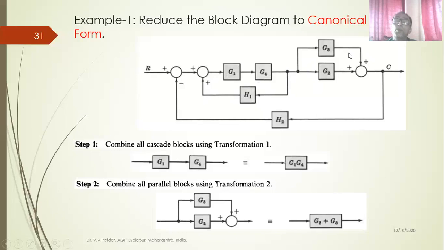Here also we have a loop, but both are having the same direction. This cannot be called as feedback loop. In the feedback loop, the directions of signals are different. Forward is this direction, backward, feedback, is this direction. Here both are having forward path. So these are parallel paths. This is not a feedback path. Okay. So next step.